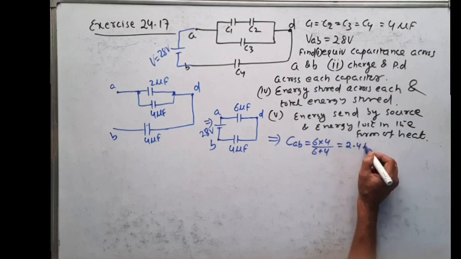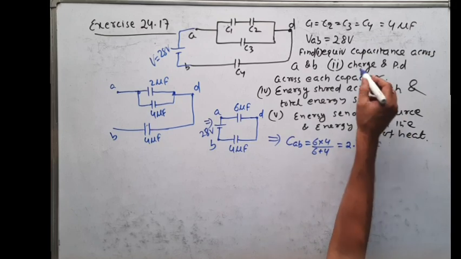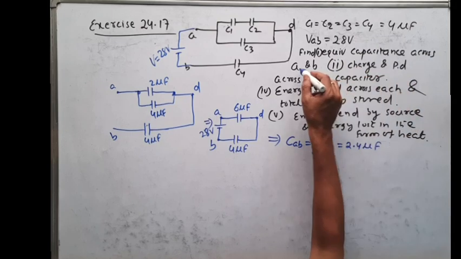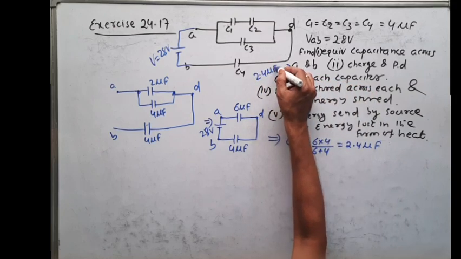2.4 microfarad. This is the equivalent capacitor. So this question was equivalent capacitance across A and B. So what is the answer? Answer is 2.4 microfarad. Okay.